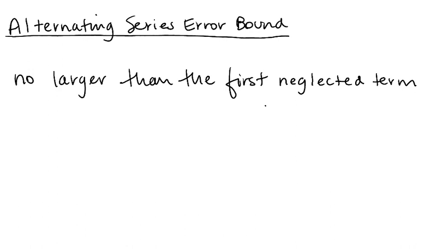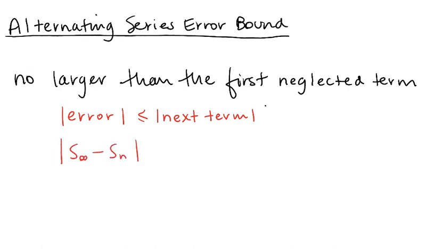Another way of saying this would be that your error is smaller than the next term, or at least the absolute value of the next term. Or that the difference between S infinity and the nth partial sum is definitely no more than the absolute value of a sub n plus 1. This is the alternating series error bound.